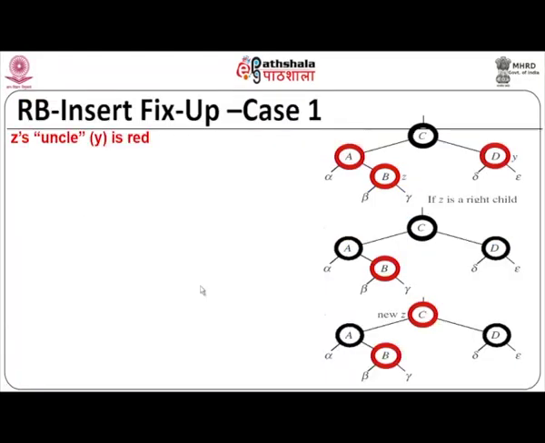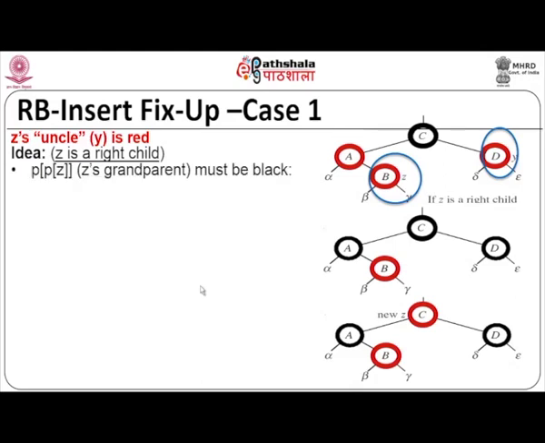So, let us take case 1. Now, here we introduce a concept called uncle. Who is the uncle? My parent's sibling is an uncle. So, let us assume that Z's uncle, you can see the Z node as B, is Y. Now, Z is a right child. So, parent's sibling, that is what we have. Y is the uncle of Z and Z is a right child.